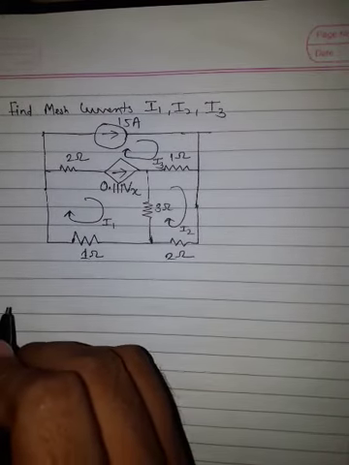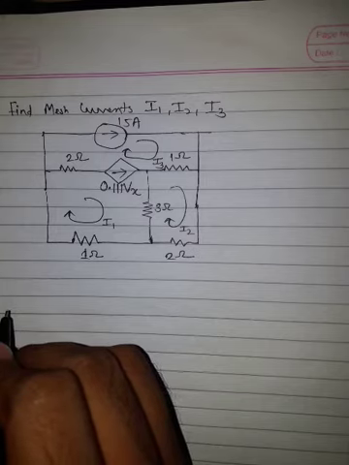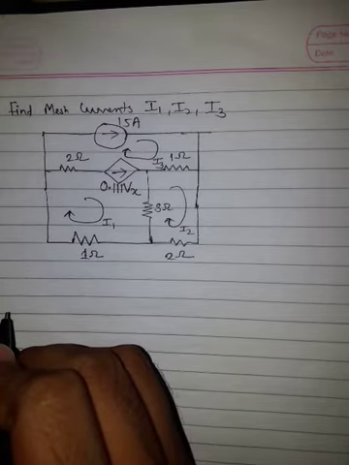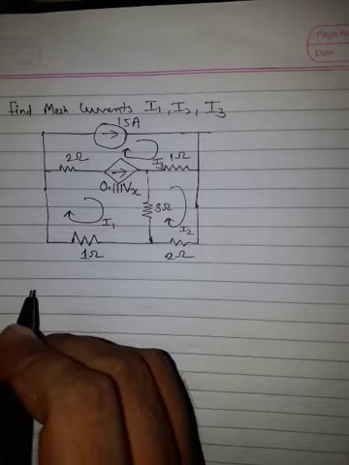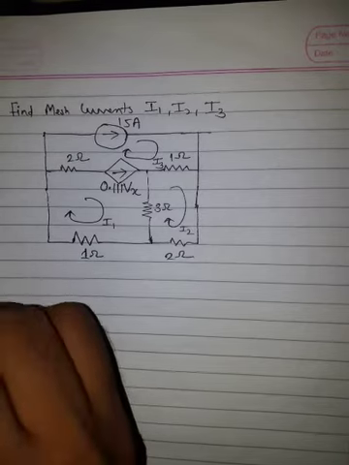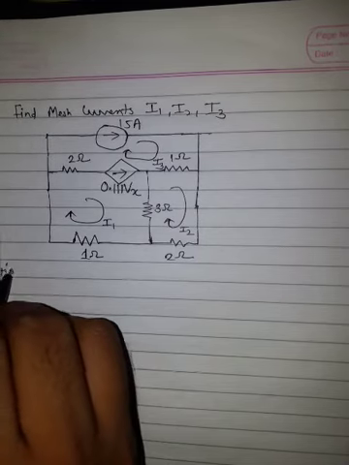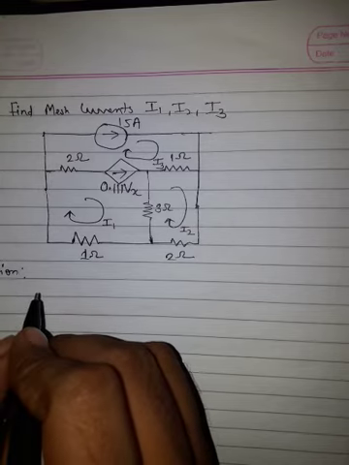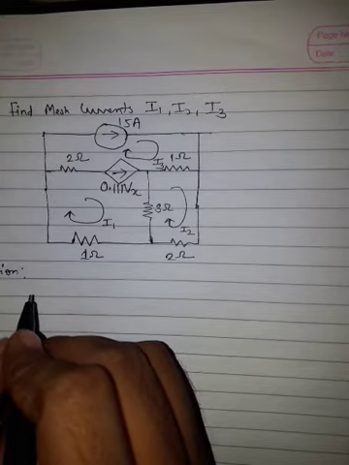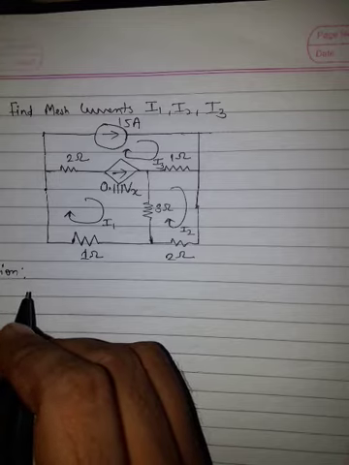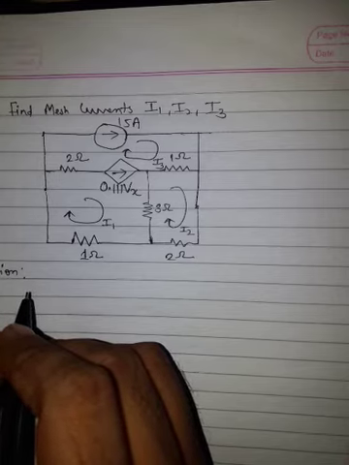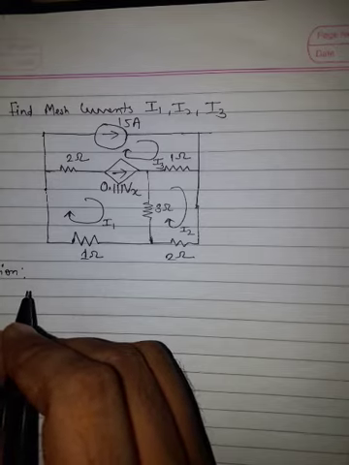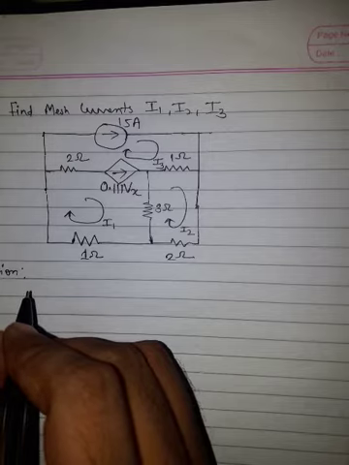Let us see the second problem for mesh analysis. We have to find mesh currents I1, I2 and I3 for the diagram given below. Here you can see there are three meshes and three currents already given in the problem, I1, I2 and I3. All the three currents are flowing in clockwise direction.